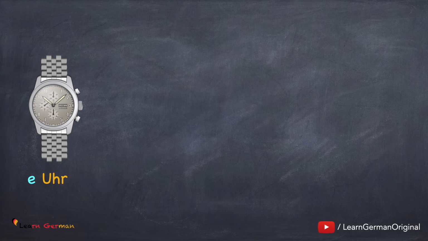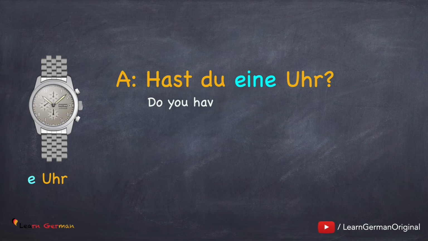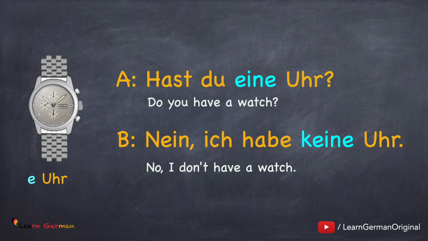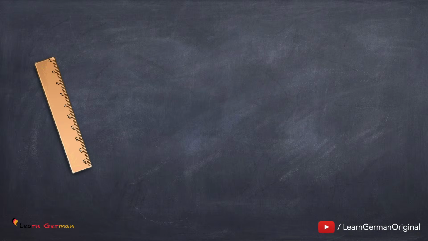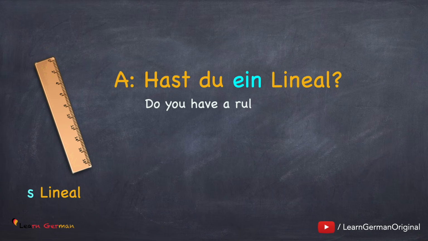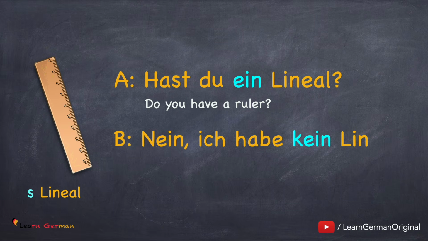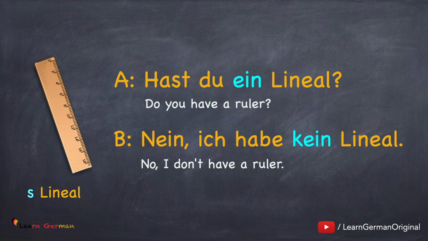Coming to the feminine object. Hast du eine Uhr? Nein, ich habe keine Uhr. Similar to eine, the negative article here would be keine. So, now the article is neutral. Hast du ein Lineal? Nein, ich habe kein Lineal. Similar to the unbestimmte article ein, the negative article is kein.